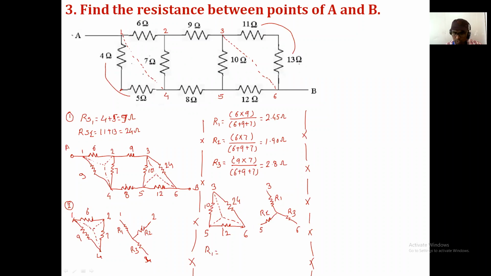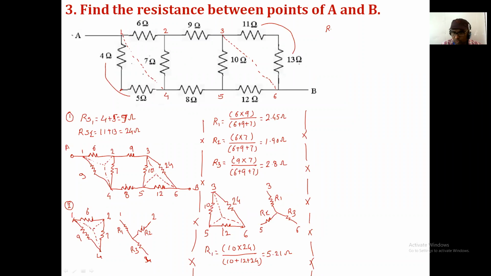R1 is connected to point number 3. Come here at point number 3. Product of the two resistances connected to the 3. So it should be 10 multiplied by 24 divided by the summation of three resistances, 10 plus 12 plus 24, which is equal to 5.21. Very good. Now I see you have taken that speed for the calculation.